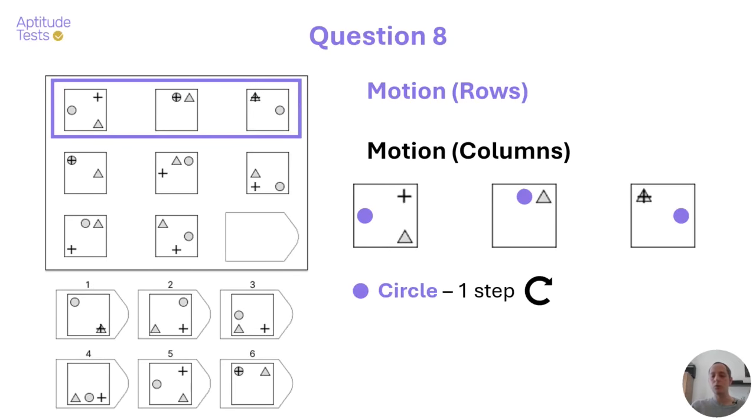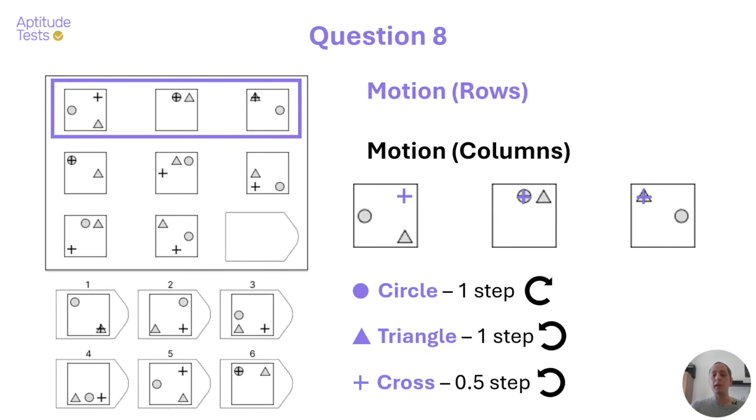Okay, so the circle moves one step clockwise with each step. It starts in the middle of the left side of the square, then it moves to the top, then to the right. Similarly, the triangle also moves one such step. While it starts in the corner, it moves then to the top corner to the left. So this is a counterclockwise rotation. And the cross in these steps takes only half a step counterclockwise. It moves from the corner to the middle, then to the opposite corner, and so forth.